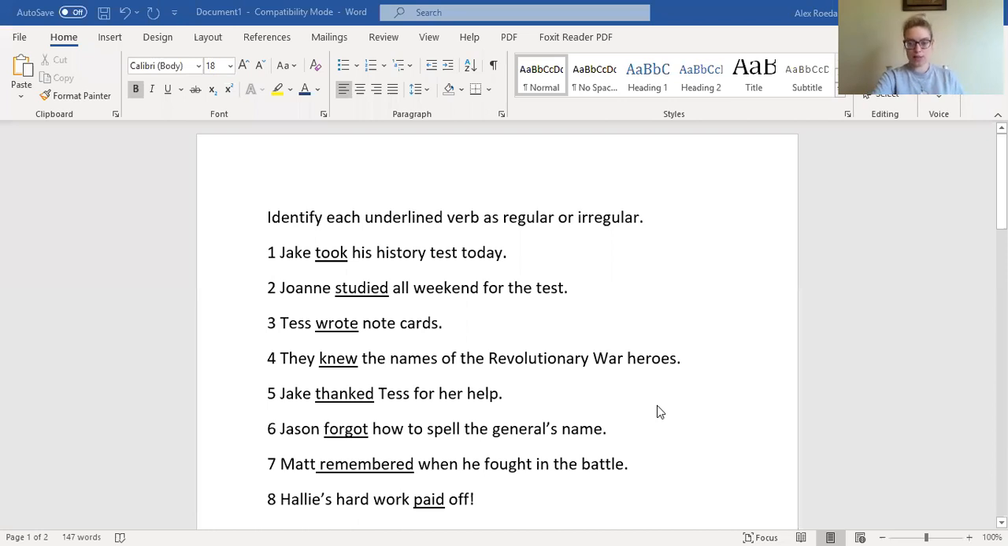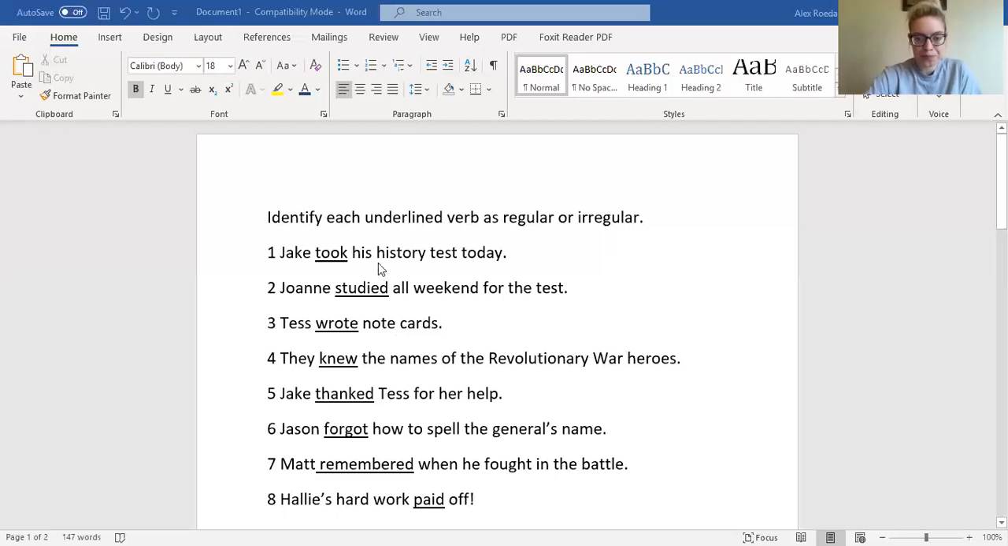All right, as you see, it says identify each underlined verb as regular or irregular. Remember that regular verb, we just added that ed or d or changed that y to an i and added ed or d. If it's irregular, we changed the whole makeup of the word to make that past tense. To help you with this, we should be trying to figure out what is the present tense of that verb, and then looking at how that verb changed.